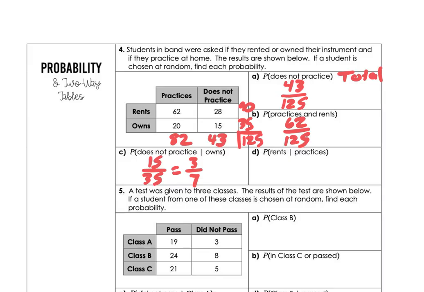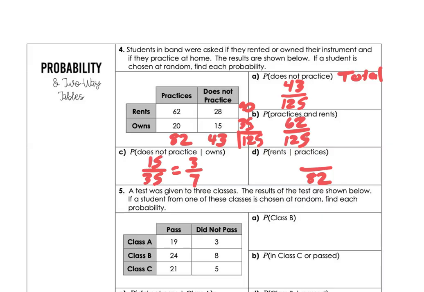Okay? Part D. What's the probability that a student rents given that they practice? So we got to do the bottom number here first. What would be my bottom number? 82. That's how many people practice. We go to practices, we look at this column. 82 is the total for that column. That's why it's good to go ahead and just add those up.